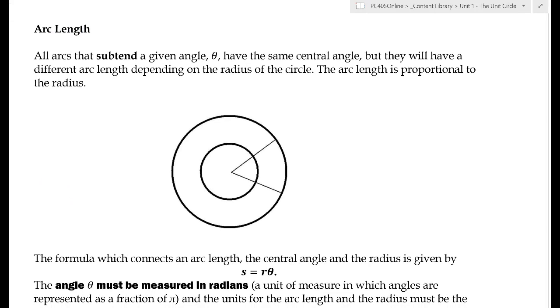And once we can convert to radians, now we can start talking about arc length. So all arcs that subtend a given angle have the same central angle. So they're still touching the origin if we're working on a Cartesian plane, but they have a different arc length depending on the radius.